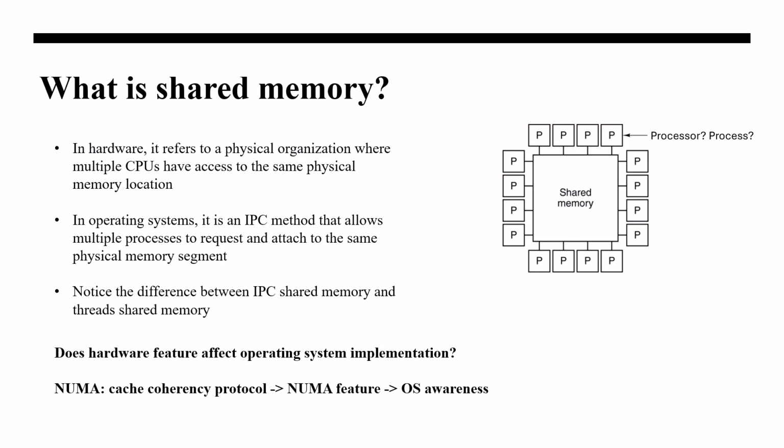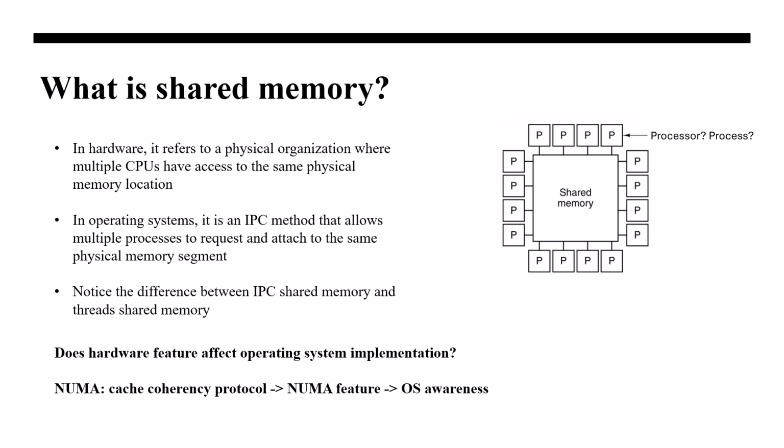And next, what is shared memory? As you can see in this image, it is simply a policy that makes memory shareable across multiple processors or processes. Which one is it? Well, it depends on the context. If we're talking about hardware, they could be multiple CPUs or just multiple cores. If we're talking about software, it means multiple processes. It's also worth mentioning that the hardware-level shared memory feature can affect the OS design of shared memory IPC.